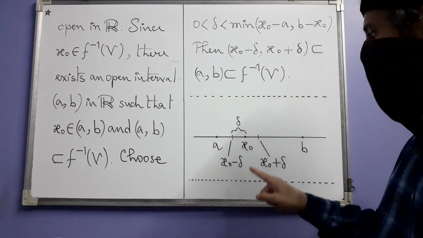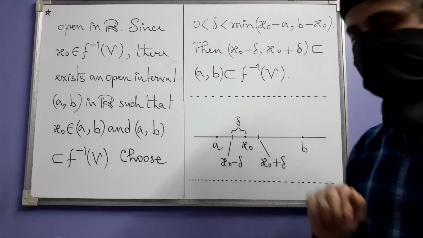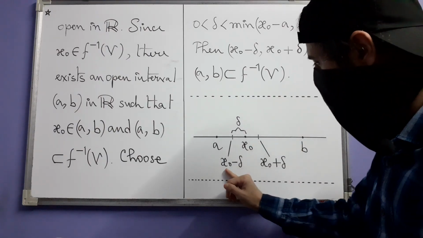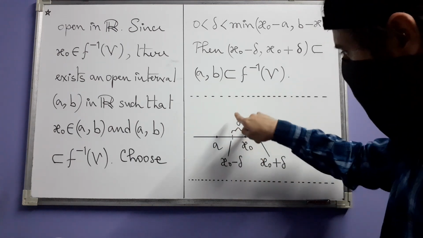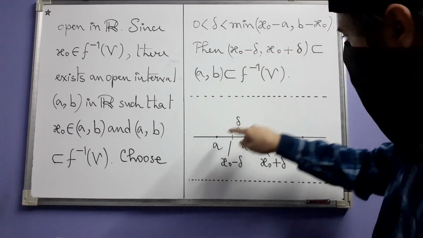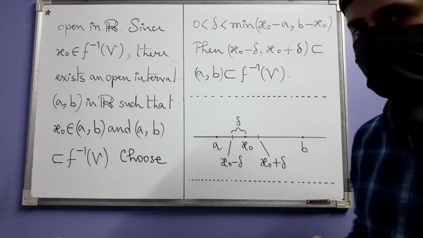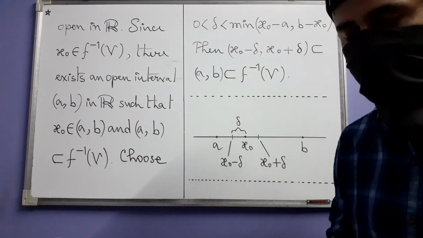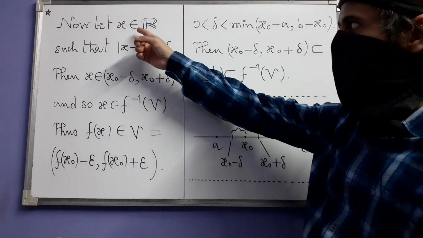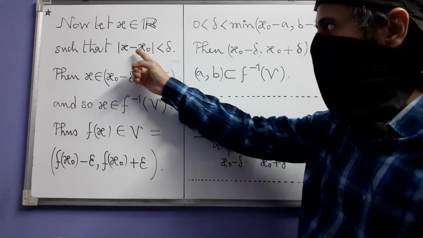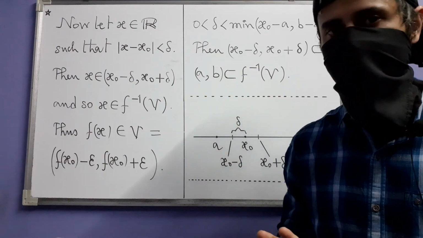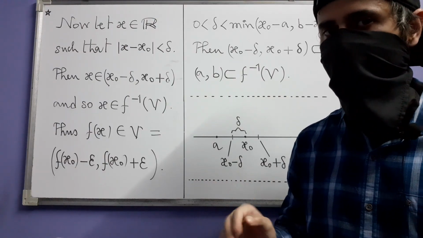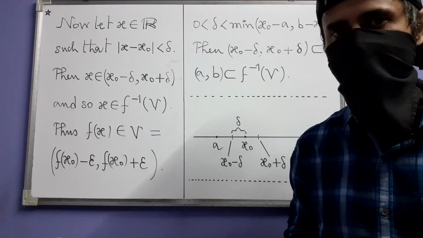And then you consider the delta neighborhood centered at x0, whose left endpoint is x0 minus delta and right endpoint is x0 plus delta. So obviously this open interval will be contained in this. That is how it's coming. Now let x be any real number such that |x minus x0| is less than delta. Now we are ready to show that f is continuous at x0 in the calculus sense.